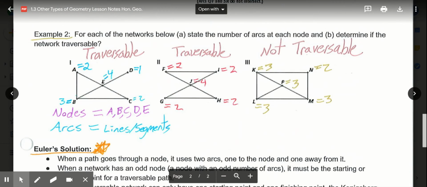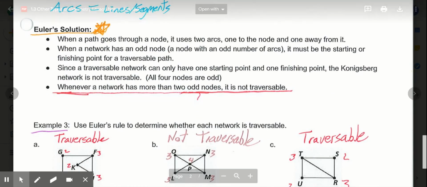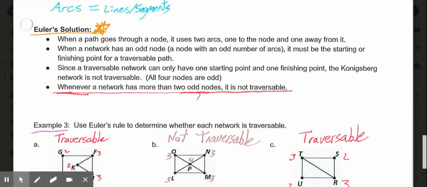So, going back down, in that case, we had 4 odd nodes. So that network was not traversable. You could not walk over each bridge only once. You had to double back at some point. So our final solution was that whenever a network has more than 2 odd nodes, it will never be traversable. So if we ever have more than 2 odd nodes, that network is automatically not traversable.